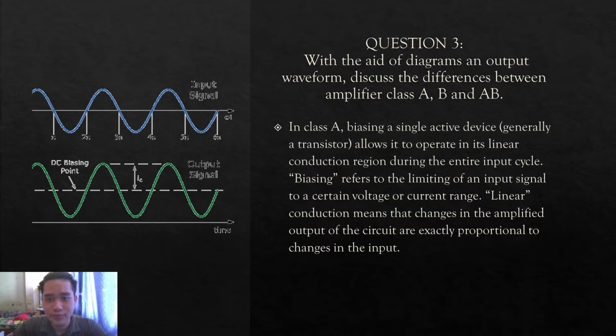Question 3. With the aid of diagrams and output waveform, discuss the differences between amplifier class A, B, and AB. In class A, biasing a single active device, generally a transistor, allows it to operate in its linear conduction region during the entire input cycle. Biasing refers to the limiting of an input signal to a certain voltage or current range. Linear conduction means that changes in the amplified output of the circuit are exactly proportional to changes in the input.